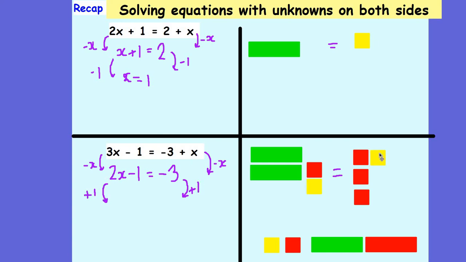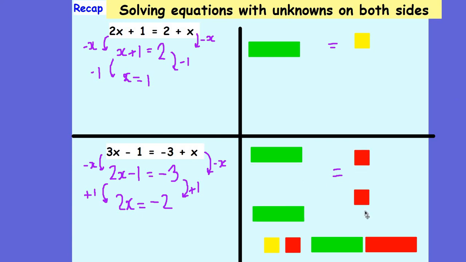If I remove my 0 pairs, I'm left with 2x is equal to -2. But I don't want to know what 2 green rectangles are worth. I want to know what 1 is worth, so I'm going to split those up and share them out. 1 green rectangle x is worth -1. I've divided it by 2.